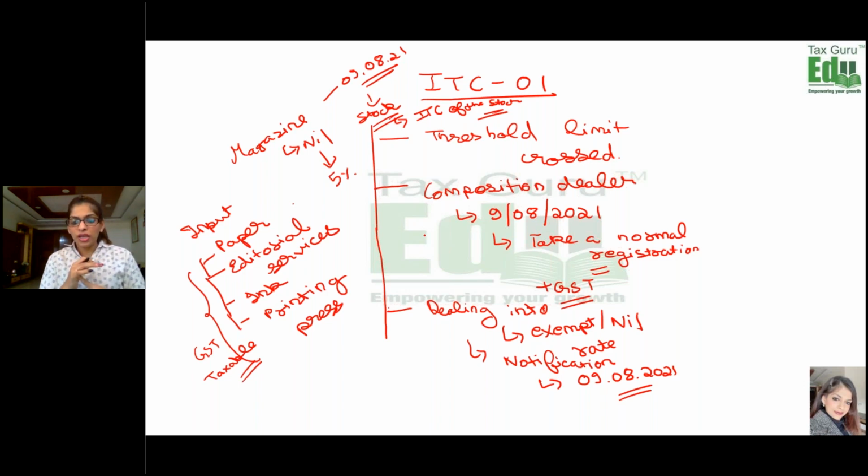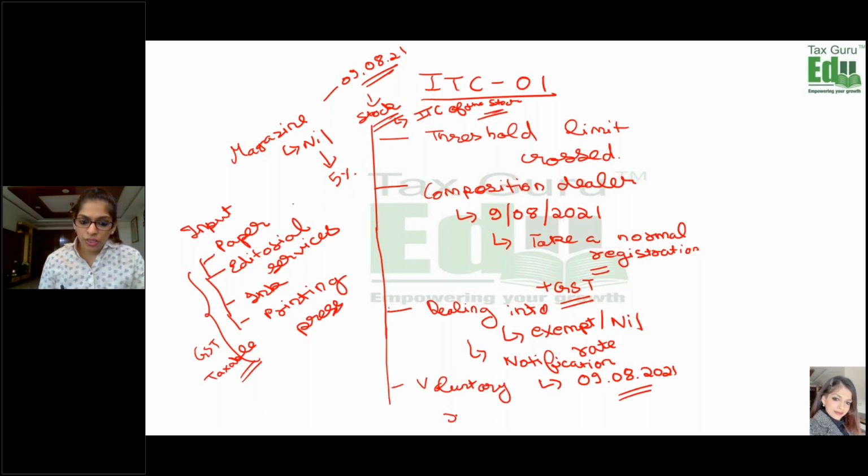Are you able to get what point I am trying to explain? This is very important. If you are taxable, the government is giving you an equal opportunity. Agreed, now you are taxable, you have a liability now. So I am giving you whatever ITC is lying with you, you can claim that. This is the third, and the fourth and the last is voluntary registration.